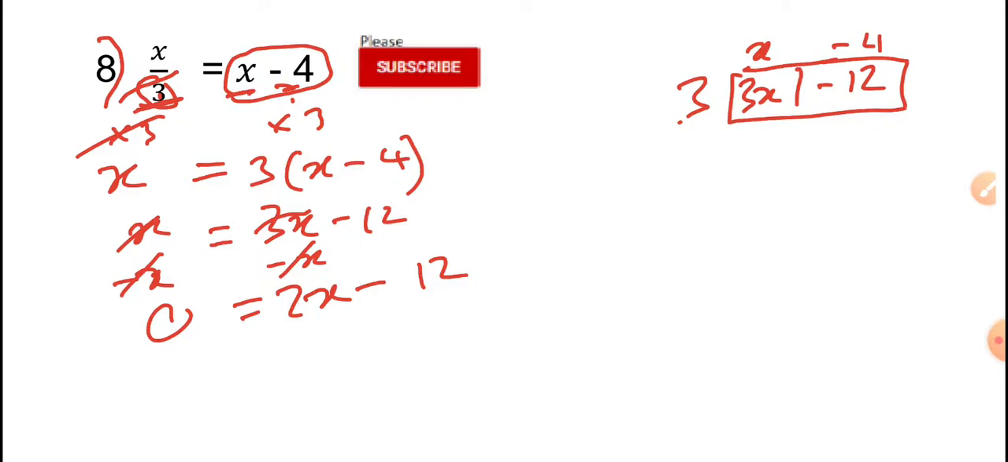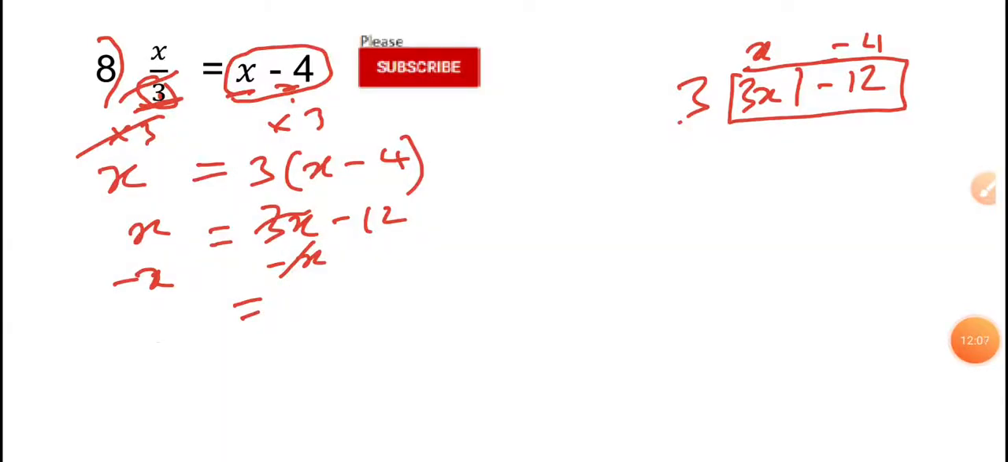Now to get the x on its own, I have to get rid of the minus 12. So I have to add 12 to both sides. So the minus 12 cancels out, then just 2x, and here 0 plus 12 is equal to 12.